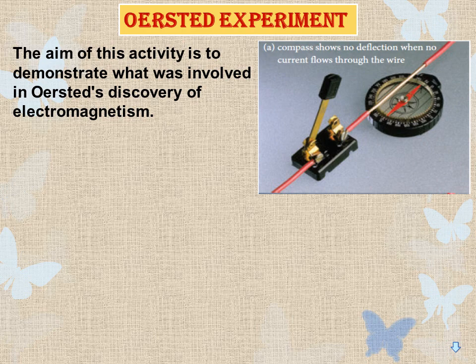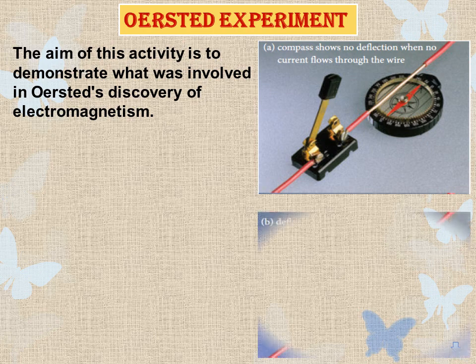In this experiment, he observed the deflection of a compass needle placed in close proximity of an electric wire carrying current. He observed that in the absence of current, the needle came to rest in Earth's north-south direction under the influence of Earth's magnetic field. In this experiment, you can see the compass shows no deflection when no current flows through the wire. Here this is the compass and this is the electric current setup, and it's an open circuit.